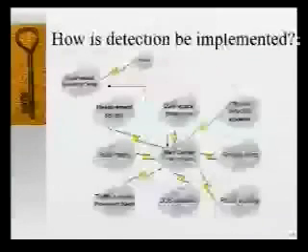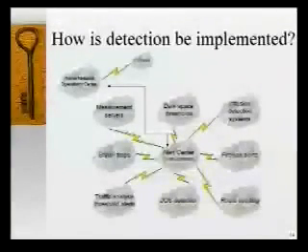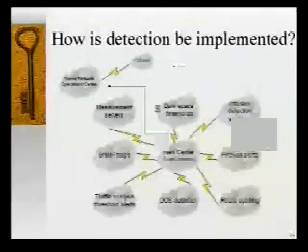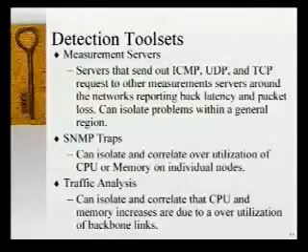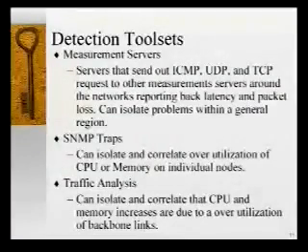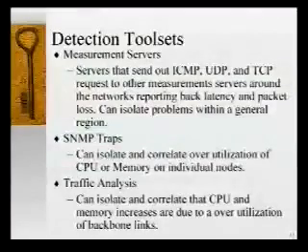And these all go into an alert center. And this is where we do some ticket correlation. And we'll go into a little bit on how this alert center, how this correlation really helps operations. So, as I mentioned, we have measurement servers. The servers send out ICMP, UDP, and TCP requests to other measurement servers around the network and report back latency. So these can isolate problems within a general region.